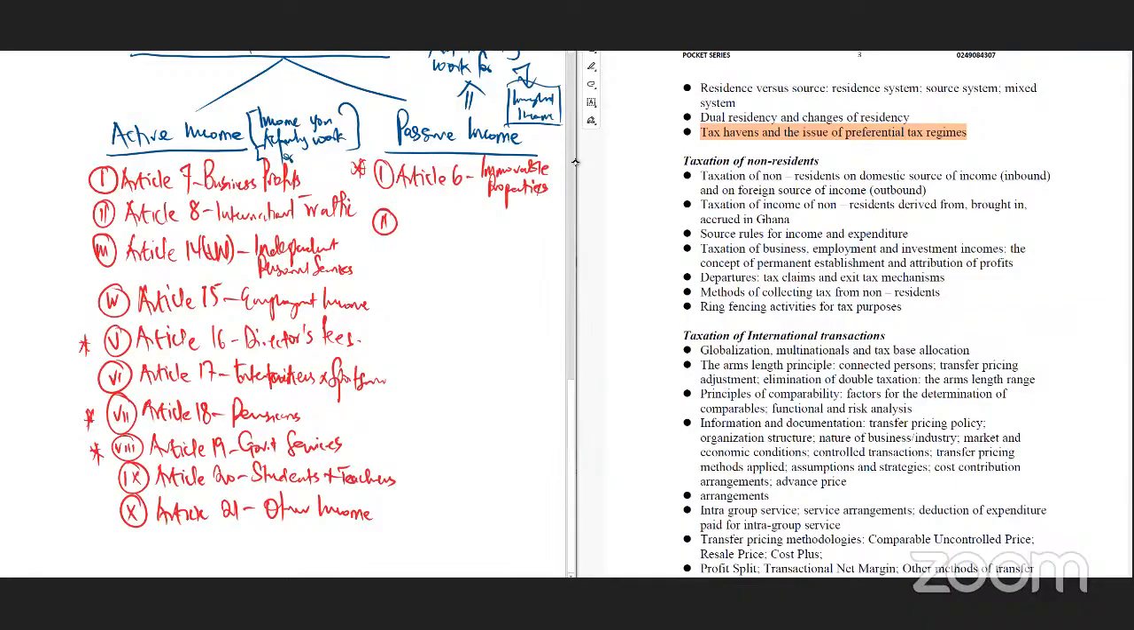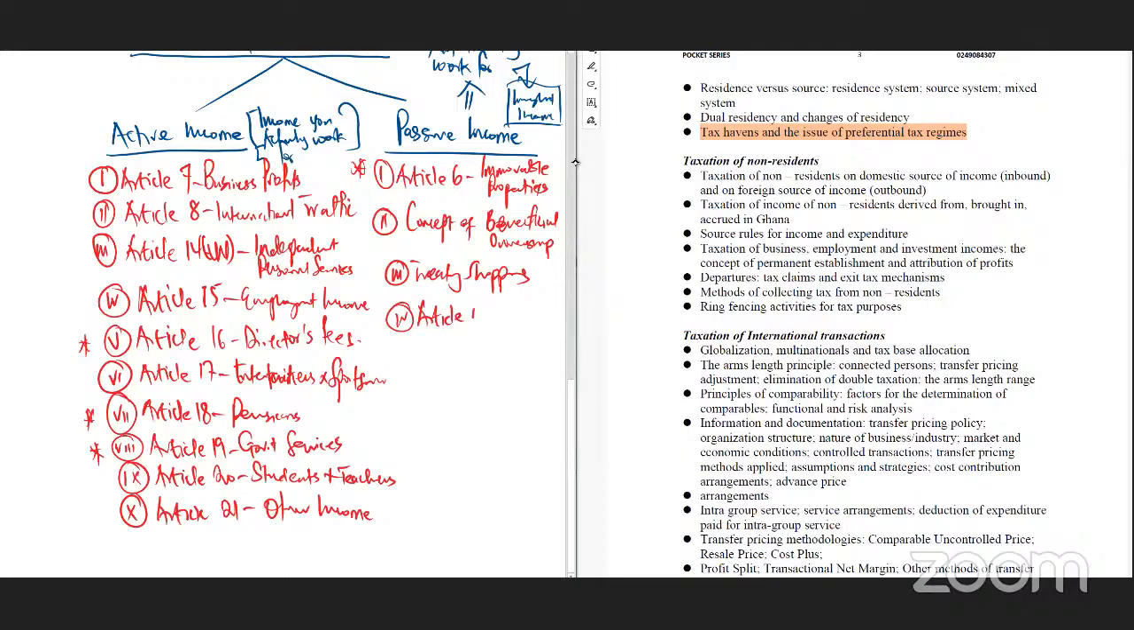Then we'll learn the big three. We'll learn the concept of beneficial ownership. This one is not really under any article, but it is very important. If you know this concept, then you know passive income. When we learn beneficial ownership, we must also learn the concept of treaty shopping.